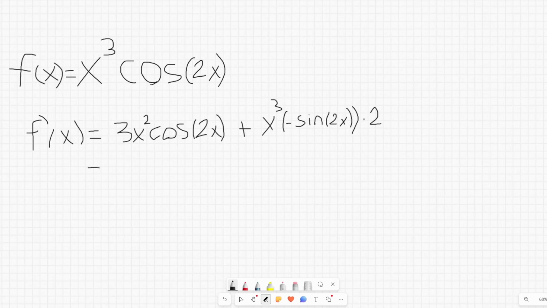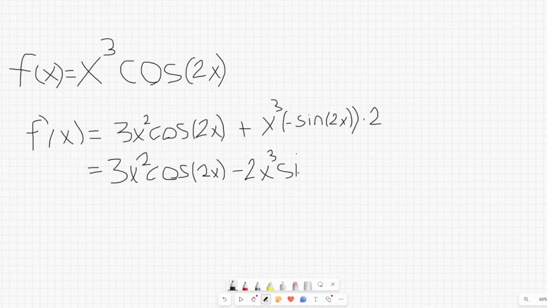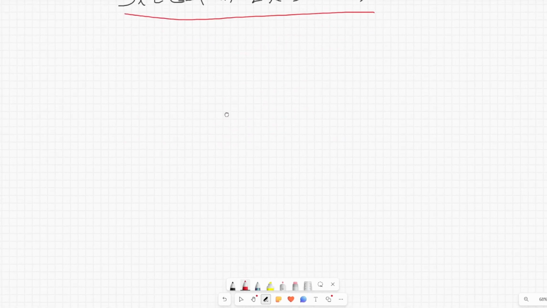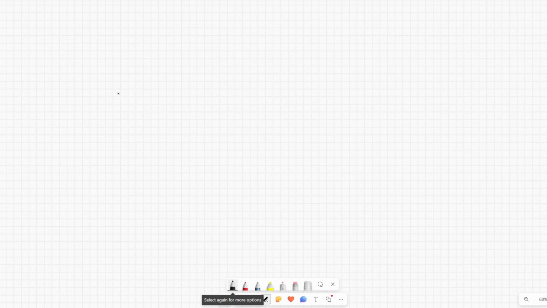All right, so we can rewrite that as 3x squared cos 2x plus 2x cubed, sorry, not plus, minus 2x cubed, because the minus is right here, minus sign. So minus 2x cubed sine 2x. If you just want it a little simpler, you can just rewrite it like this. Okay, next function. Now we're getting into some different stuff.